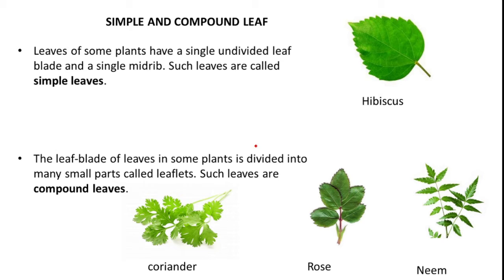The leaf blade of leaves in some plants is divided into many small parts called leaflets. Such leaves are called compound leaves. Coriander leaf, rose leaf, and neem leaves are examples of compound leaves.